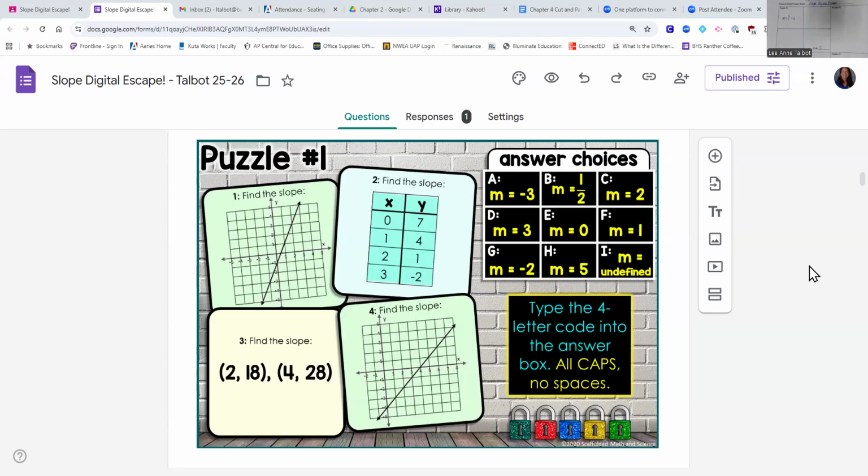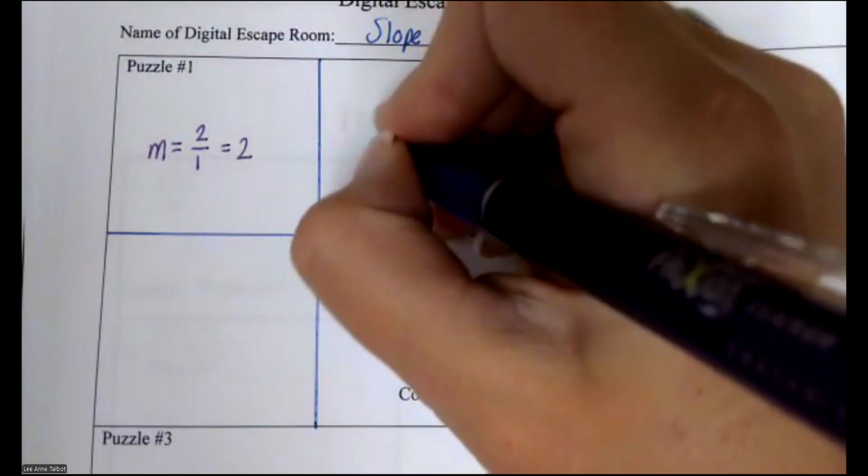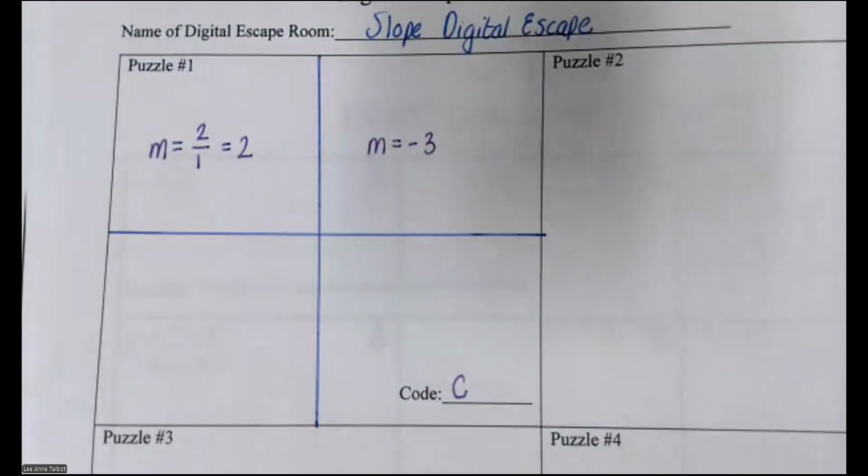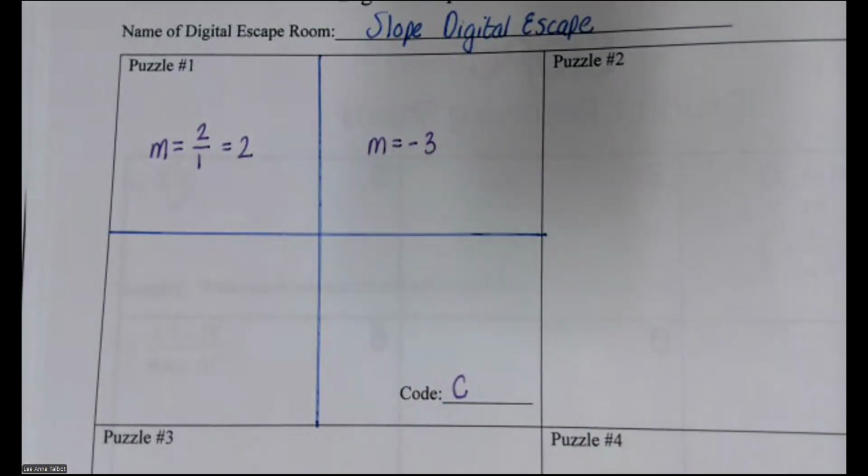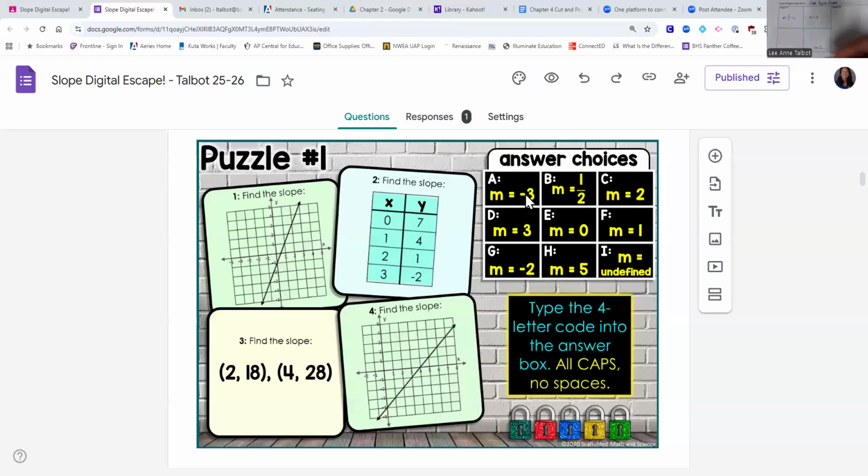Okay, for number 2, can you guys tell what the slope is from that table? Yeah, it's going down 3 each time. When it's a table, just say what the slope is. Because it's going down 3, down 3, down 3. So that would be A. And then for number 3, you can use the slope formula, y2 minus y1 over x2 minus x1. Do you guys understand?